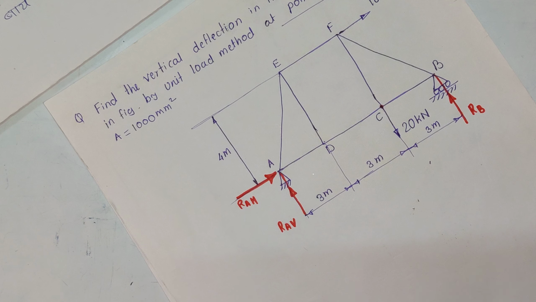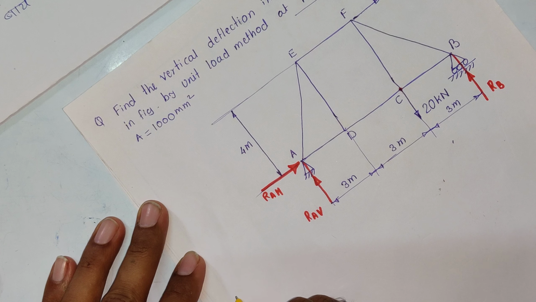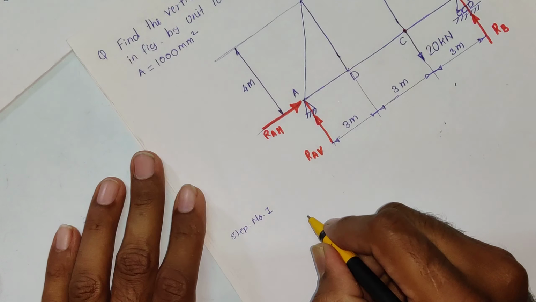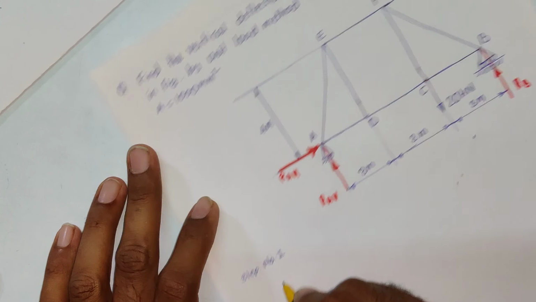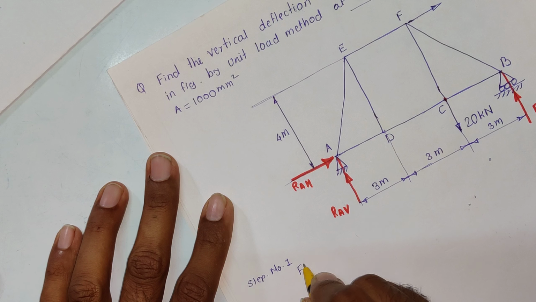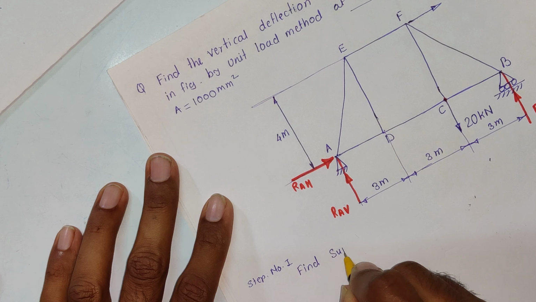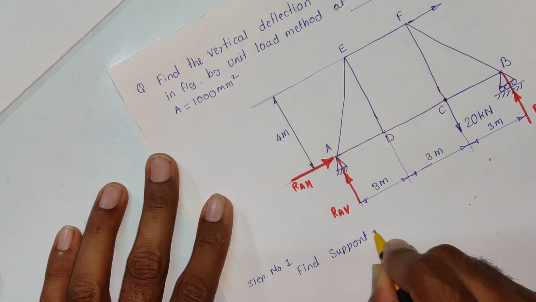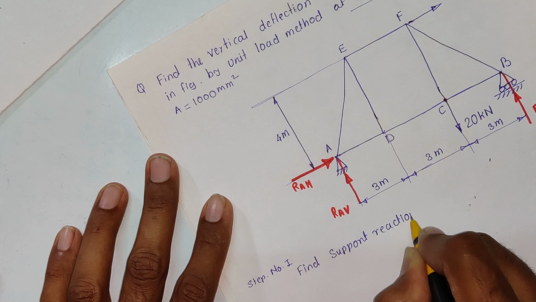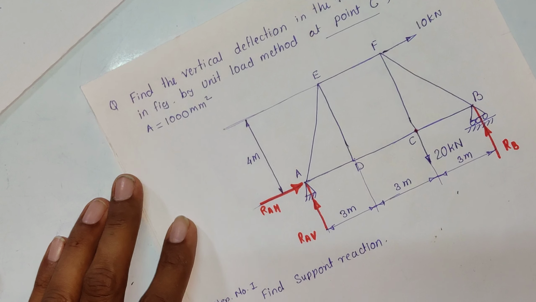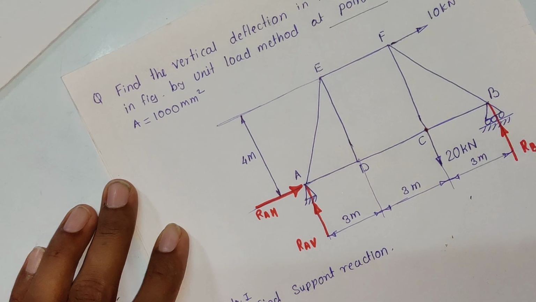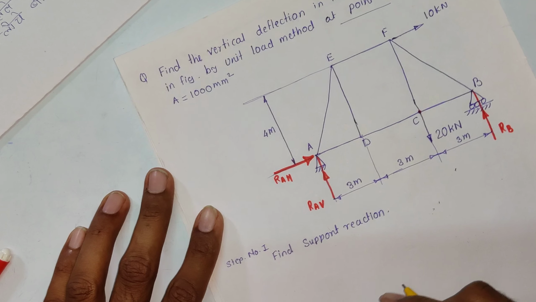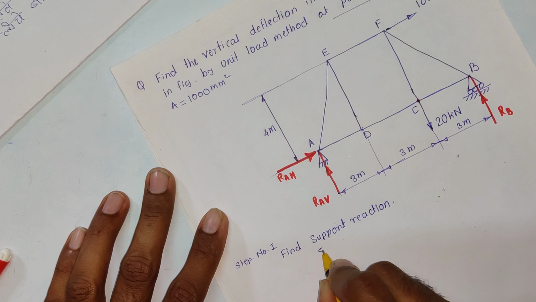So let us start. First we'll start with step number 1. Step number 1. Find support reaction. Find out support reaction. So first we'll take a condition, equilibrium condition.